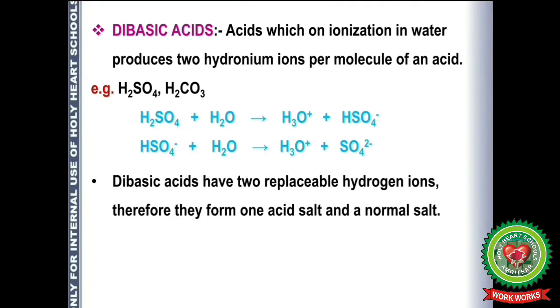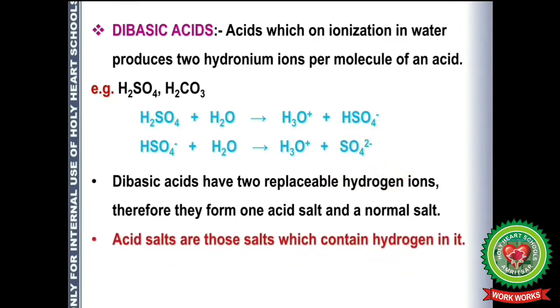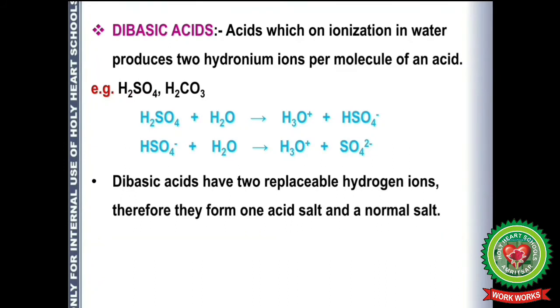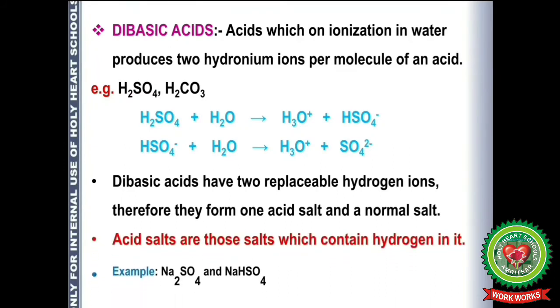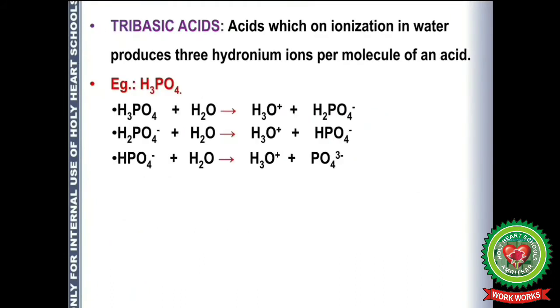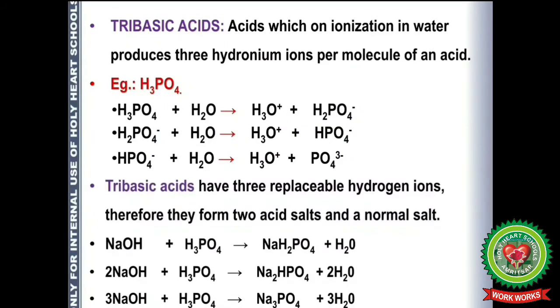When we talk about dibasic acids, we know that dibasic acids have two replaceable hydrogen ions. So therefore they form one acid salt and one normal salt. In the first case, hydrogen sulfate anion is formed. This particular anion, when it combines with a base, will form an acid salt. And when sulfate combines with the base, it will form a normal salt. So the acid salts are those salts which contain hydrogen in them. For example, sodium sulfate and sodium hydrogen sulfate.